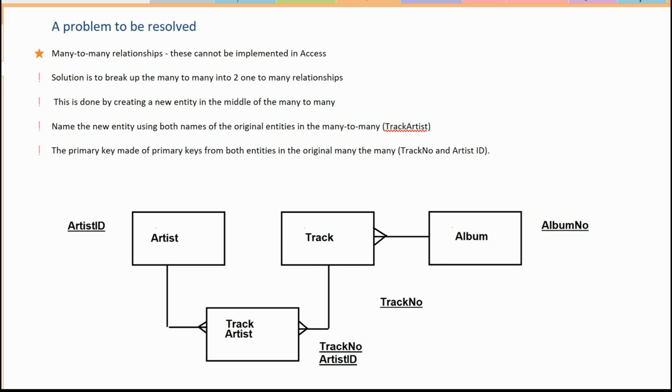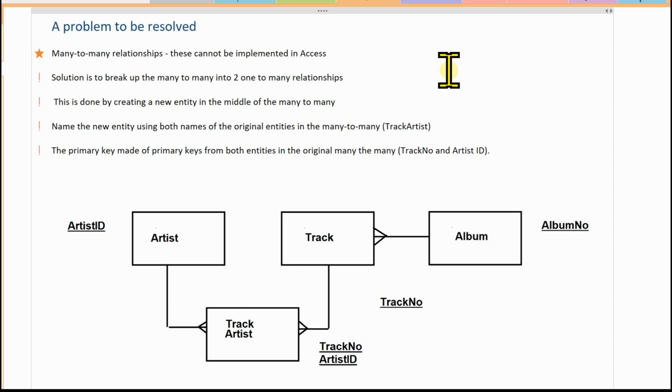So the solution is to break up that many-to-many into two one-to-many relationships. We do this by creating a new entity and placing that in the middle of the many-to-many. We give a name to the new entity by using both names from the original entities in the many-to-many. So in this case, we're going to call it track artist. And then the primary key for this new entity, we take the primary keys from the original entities and together they make up the primary key for the new entity.